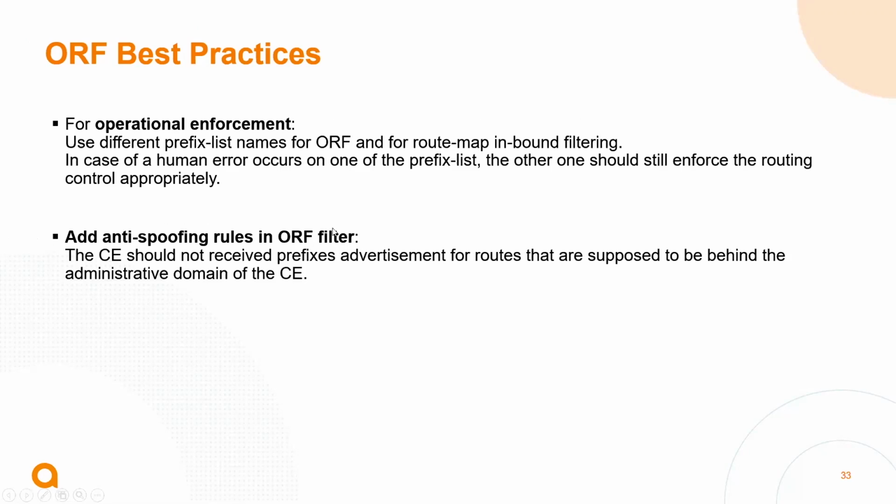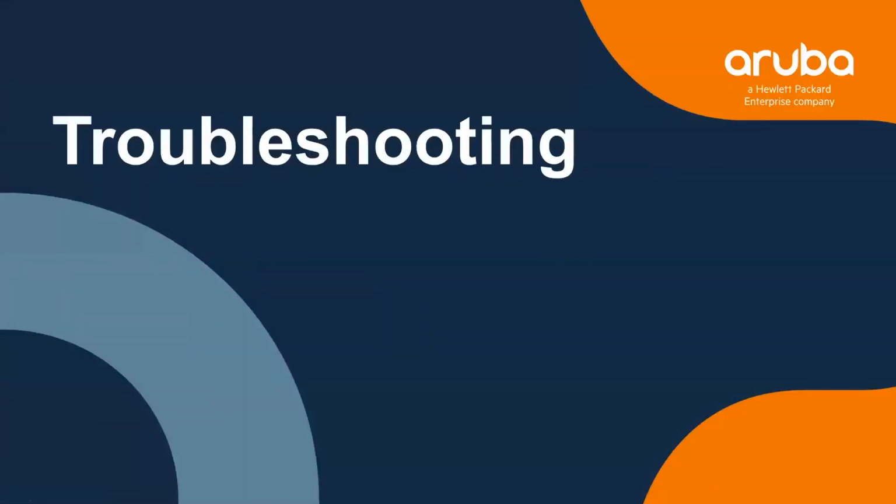Anti-spoofing for ORF: the CE should not receive prefix advertisements for routes that are supposed to be behind the administrative domain of the CE. So that can also be a way of using ORF. And then I hand over to Ravindra for troubleshooting and demonstration.